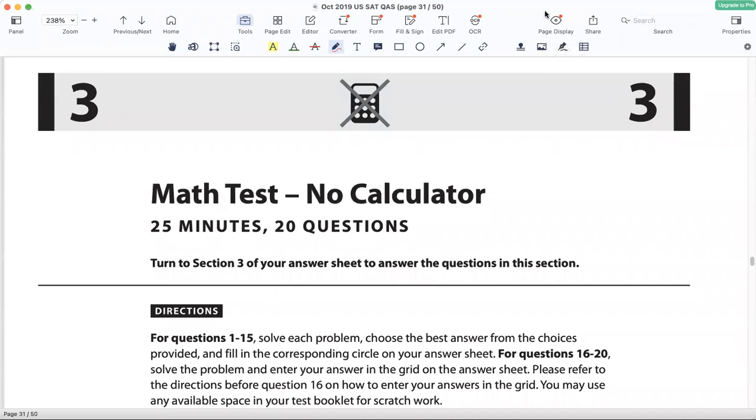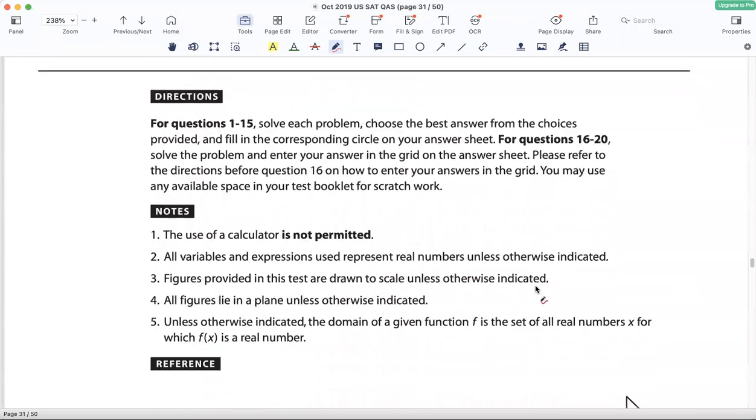In this video, we'll solve the Math No Calculator section of the October 2019 US SAT. So let's begin.